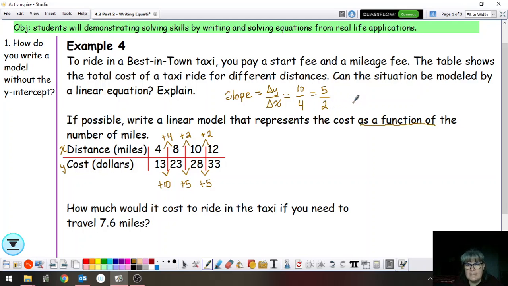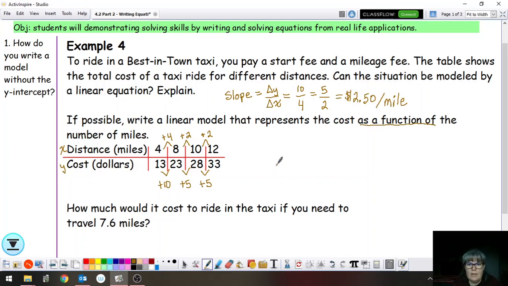And because this is an application problem, we can take this further and put it in the context of the problem, converting this to a decimal, so that'd be 2.5, or in this case, $2.50, because the y is cost in dollars, per x, the number of miles, or the distance in miles. So our rate of change is $2.50 per mile.